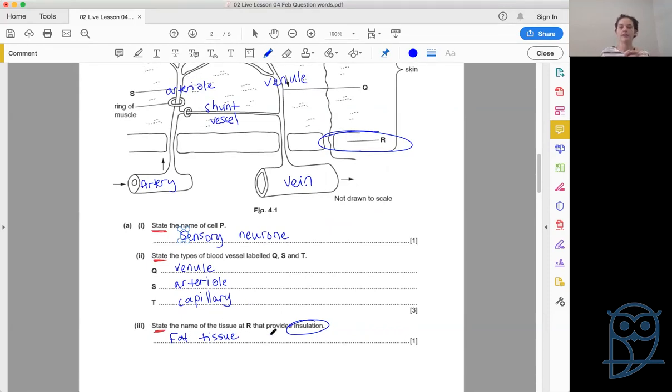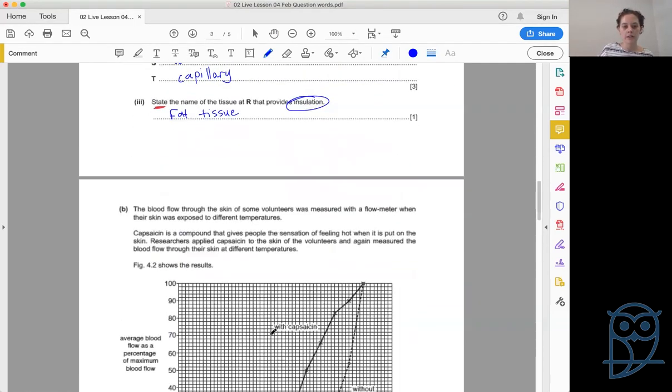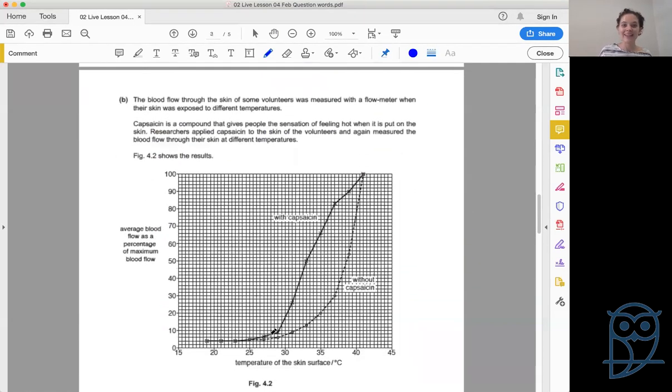And again, just the name, we're just stating here. So moving on to the next question. Oh my word. Now we get a whole lot of information. So make sure we read it.